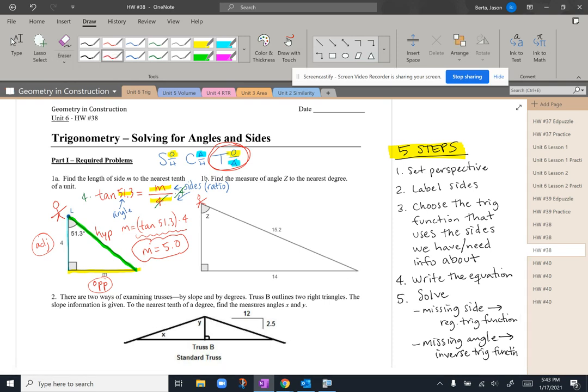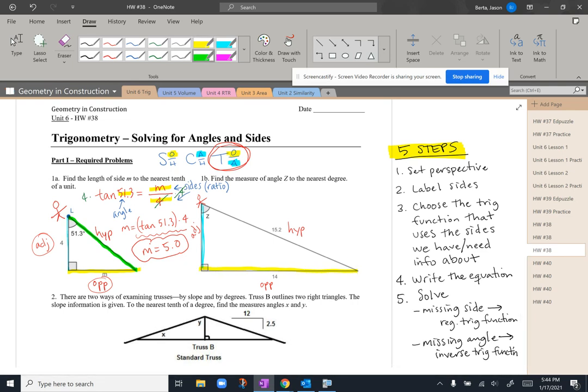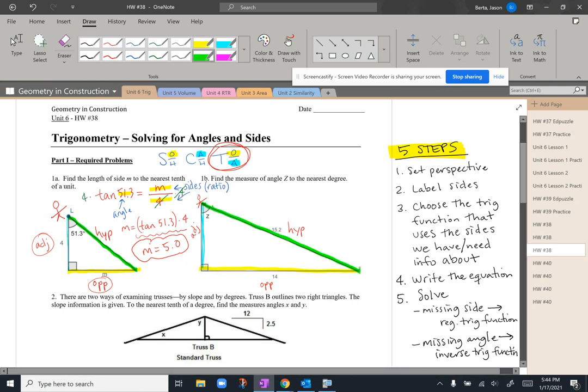And from there, we're going to now label the sides. Okay, so let's label the side that's across is the opposite. The side that's next to our perspective here is the adjacent. And then the 15.2 will be the hypotenuse, right? Here, let's go ahead and color code those again. Adjacent, opposite, hypotenuse. Now we need to choose a trig function.